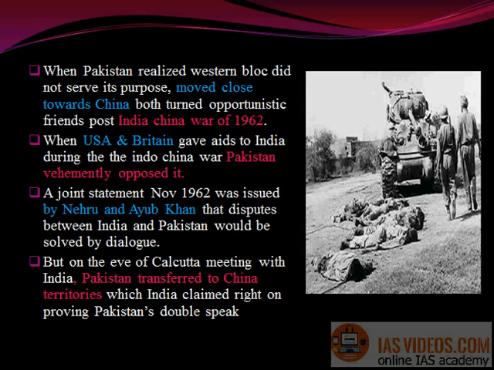A joint statement in November 1962 was issued by Nehru and Ayub Khan that disputes between India and Pakistan would be solved by dialogue. But on the eve of the Calcutta meeting with India, Pakistan transferred to China territories which India claimed right on, proving Pakistan's double-speak.